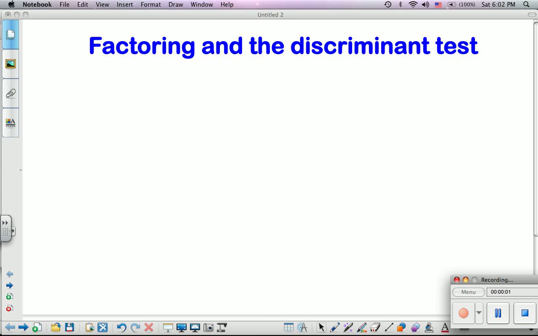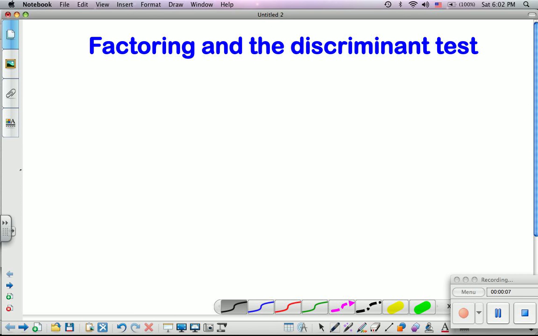This video is about factoring and the discriminant test, as it says up there. So this one's going to hopefully be very short. Basically, if we were trying to factor a trinomial, something like x squared minus 2x minus 15.